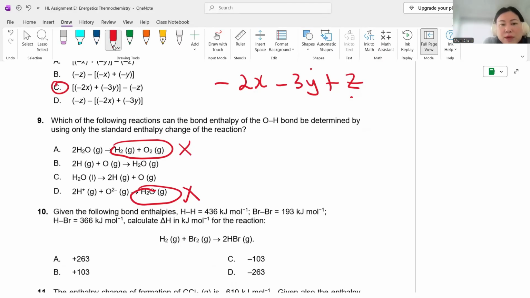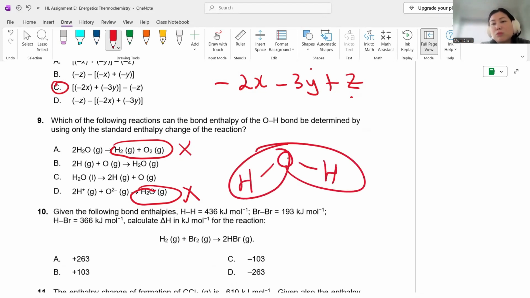So let's look at B and C. For B, the atoms are already in atom state and I join them to form the molecule. So I am forming the bonds. So it's only one way, forming the bonds. And I'm forming 2 OH bonds, like in water, 1 bond, 2 bonds. So after that, I can divide by 2. I can find the bond energy. Okay, so B looks promising as the answer.